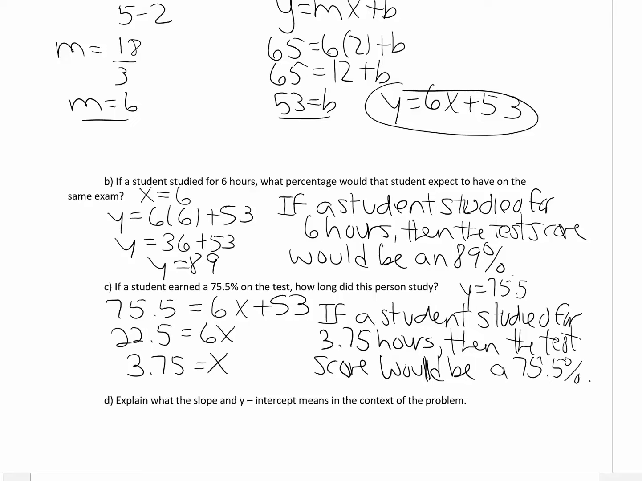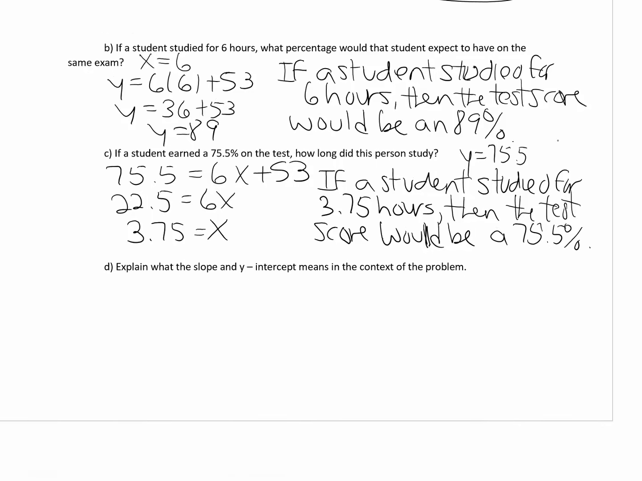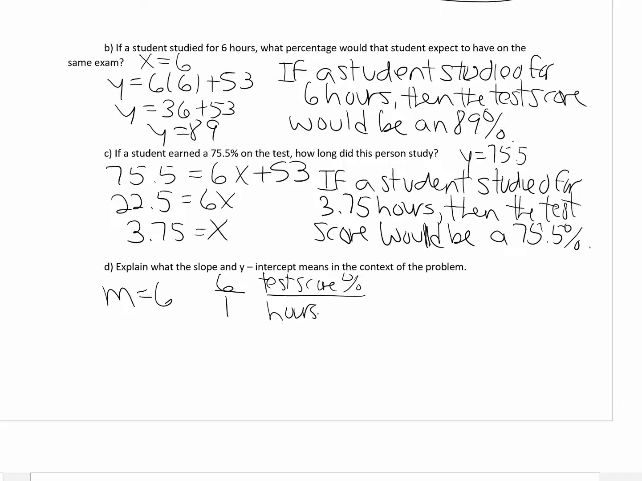Okay, let's do part D then. We want to explain what the slope and the y-intercept mean in the context of the problem. Let's start with the slope. The slope is 6. I can rewrite that as 6 over 1. Remember, this was comparing test score percentage to hours studied. So what does that mean? Every additional hour a student studies, his or her test score would increase by 6 percentage points. So let's write that out.